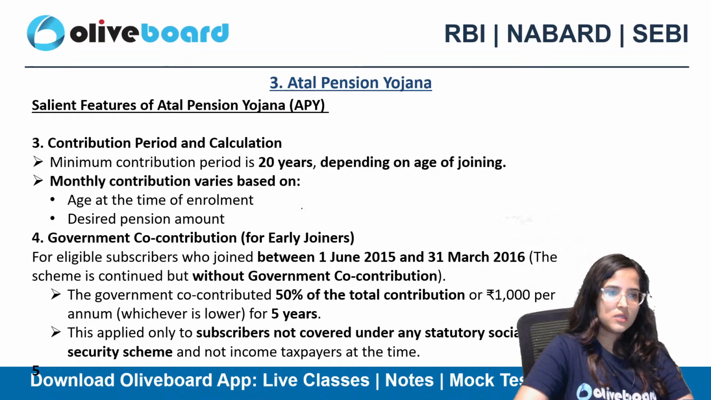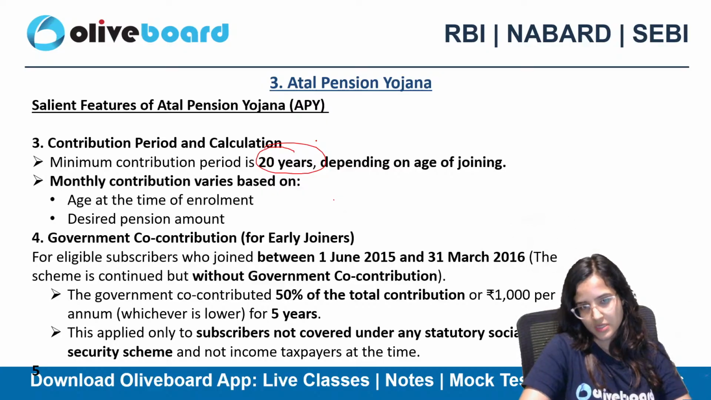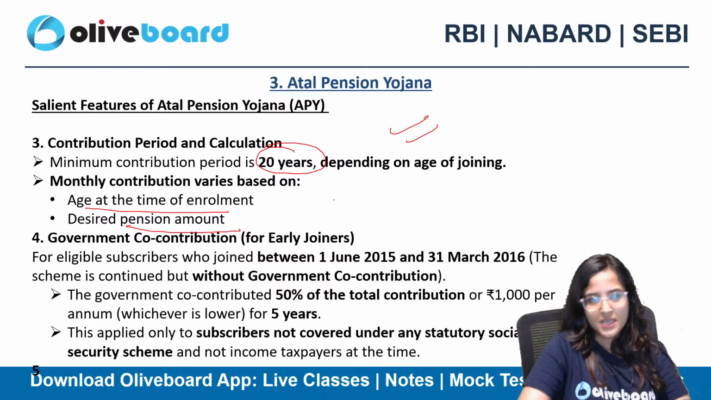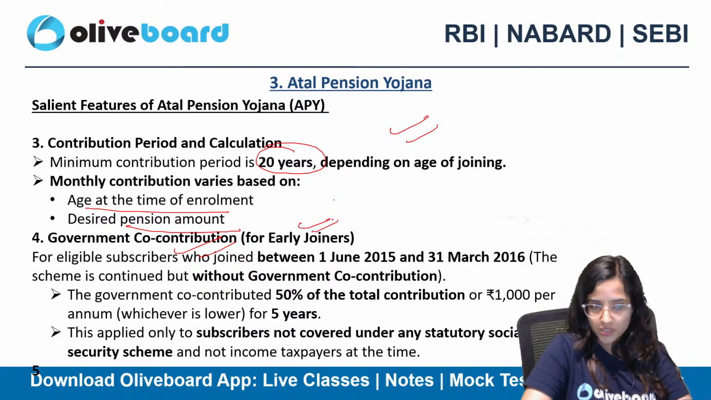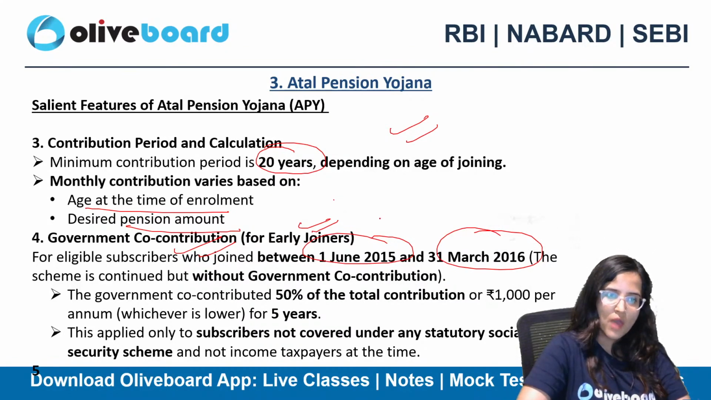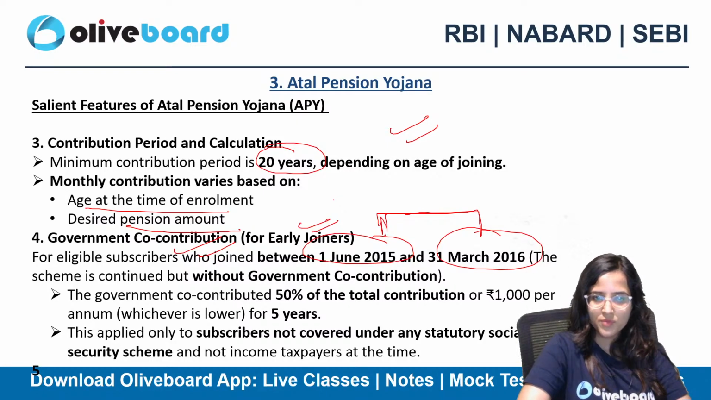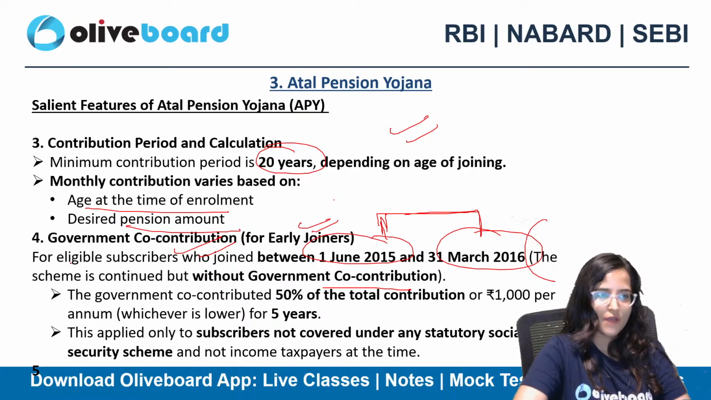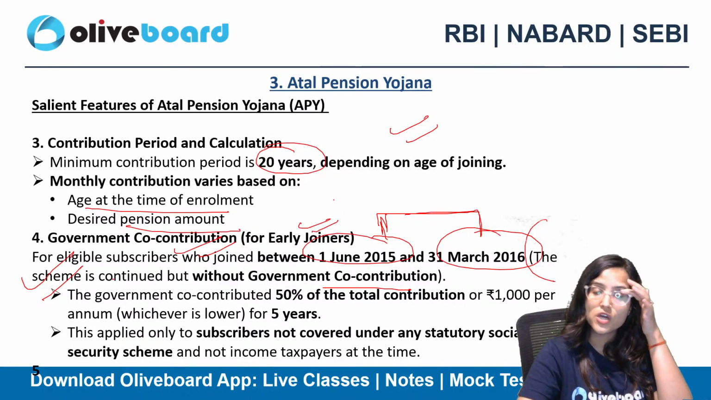Fine. What is the contribution period and calculation? Minimum contribution period is 20 years and it depends on your age of joining. And monthly contribution varies based on age at the time of enrollment and the desired pension amount. There is government co-contribution also for the early joiners who have joined between 1st June 2015 to 31st March 2016. People who joined early have co-contribution from the government. If someone has joined after that, then they have no government co-contribution. Okay? This you have to remember. So government co-contribution is only for the early joiners.